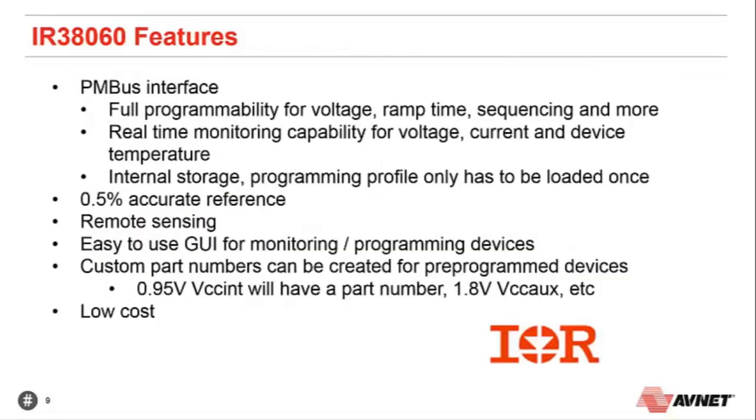Specific to the IR38060 device, again, it's a PMBus interface, obviously. You've got that full programmability for the voltage, ramp time, sequencing, and a lot more. I definitely encourage you to download the data sheet and check out all the features that are available in this device. This particular device has a 0.5% accurate reference, which is really good for your overall output accuracy. It also has remote sensing. Remote sensing is very handy to have, especially with tight tolerances. It samples the voltage at your intended load and can make adjustments to the regulator output to make sure you maintain a certain level of accuracy at your intended load.